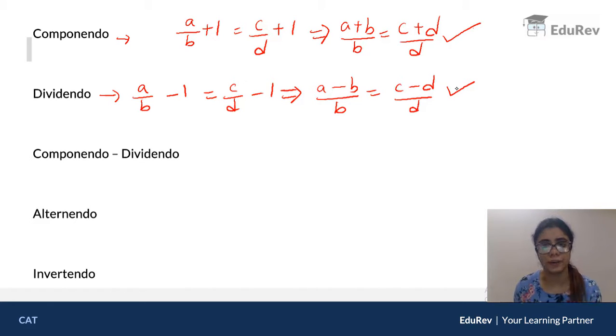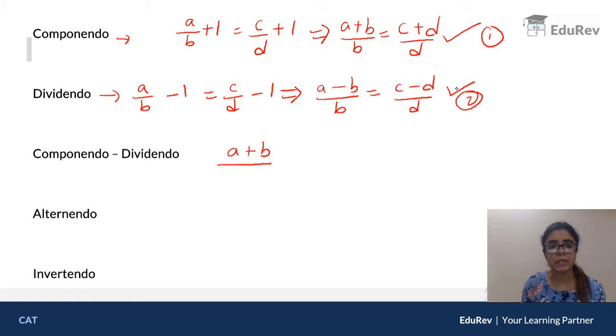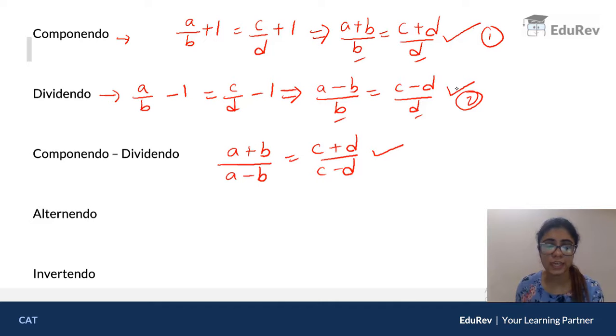Now suppose I divide the first relation by the second relation. If I divide first upon second, what will I get? I will get (A plus B) upon (A minus B), because your B will get cancelled, is equal to (C plus D) upon (C minus D). Again your D will get cancelled. So this relation is called componendo dividendo. This is also derived from proportion.